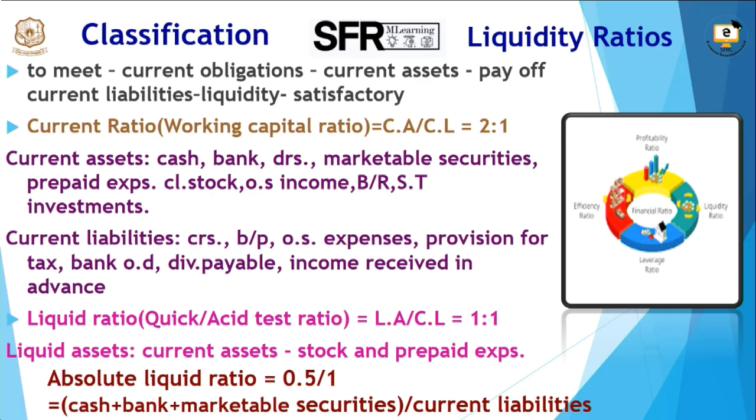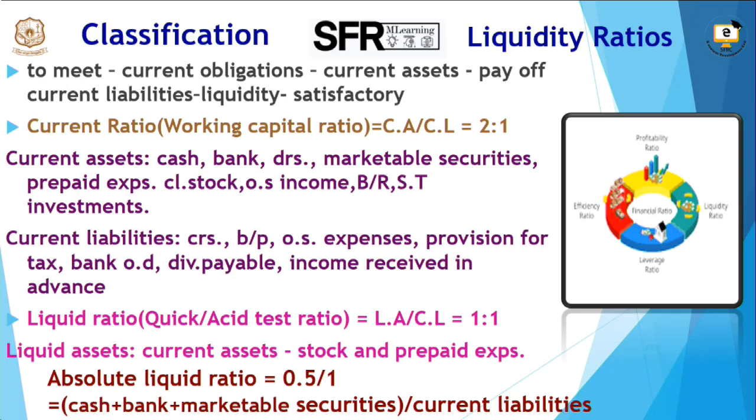So what are all the liquid assets? Cash in hand, cash at bank, sundry debtors, short term marketable securities, outstanding income, bills receivable. So you have to omit just stock and prepaid expenses for liquid assets. Then current liabilities as usual: creditors, bills payable, outstanding expenses, provision for taxation, dividend payable, income received in advance, bank overdraft, etc. The standard ratio for quick ratio or acid test ratio is 1:1.